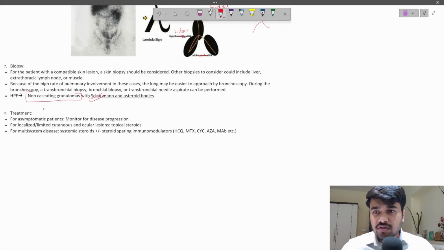Alright, so finally moving on to the treatment part. This is not really important from an examination point of view. This is just to give you a broad idea. For asymptomatic patients, we usually take a conservative approach and we monitor the patient for any disease progression. For a localized disease with limited cutaneous and or limited ocular lesions, topical steroids alone might suffice. While for a multi-system disease with multiple organ systems involved simultaneously, we will have to give systemic steroids alongside steroid-sparing immunomodulators like hydroxychloroquine, methotrexate, calcineurin inhibitors, azathioprine, and even biologicals like monoclonal antibodies, etc.